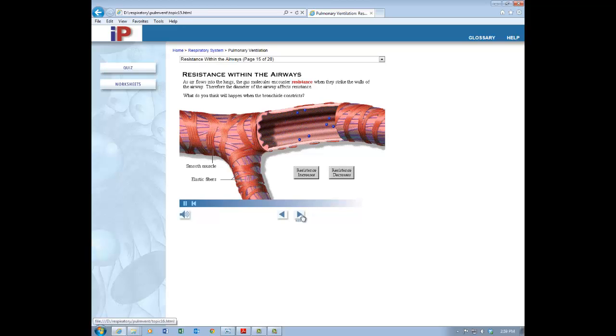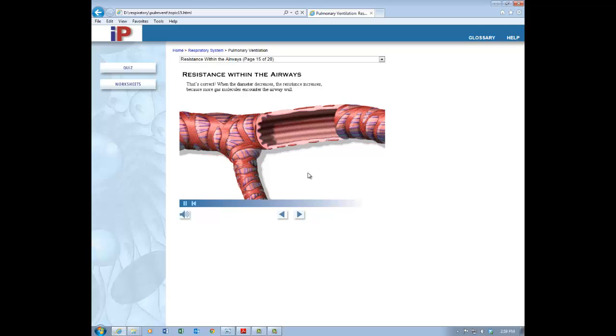What do you think will happen when the bronchiole constricts? Will resistance increase or decrease? Choose your answer and then watch the bronchiole. That's correct. When the diameter decreases, the resistance increases because more gas molecules encounter the airway wall. Now predict the effect of the increased resistance on airflow. Correct. Airflow is inversely related to resistance.